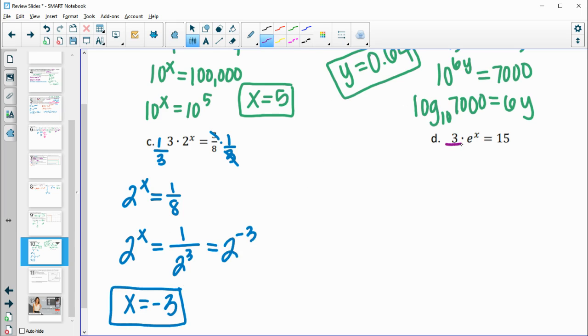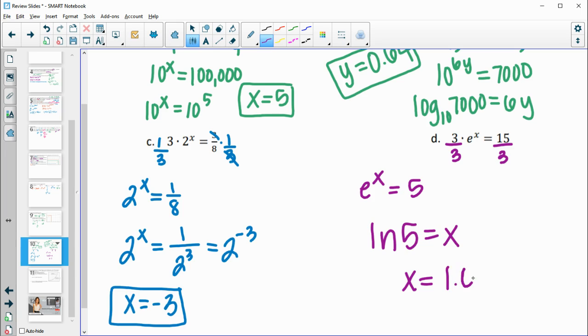All right, then this one we'll divide by 3. So we get e to the x equals 5. So then the natural log has a base e, so we can just do the natural log of 5 should kick back that exponent. So natural log of 5 you could leave as your answer, or you could type that in your calculator and get 1.609. And then again, you could plug that into here to make sure it equals about 15.